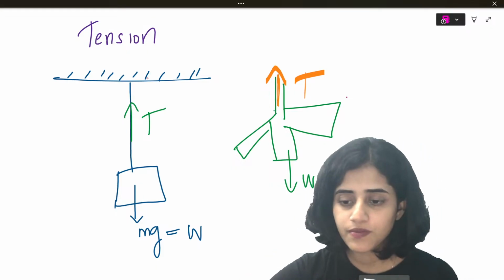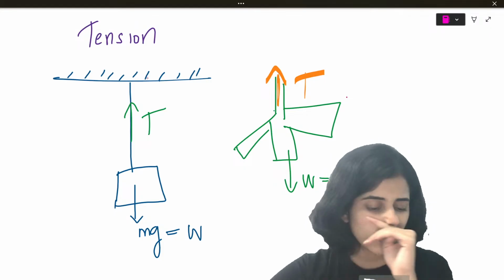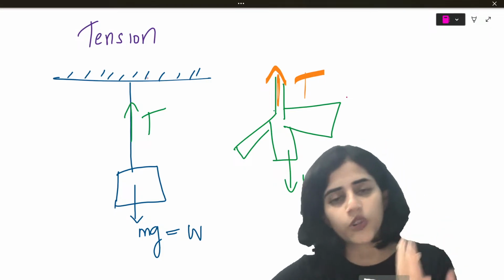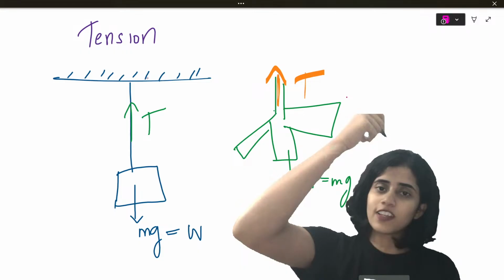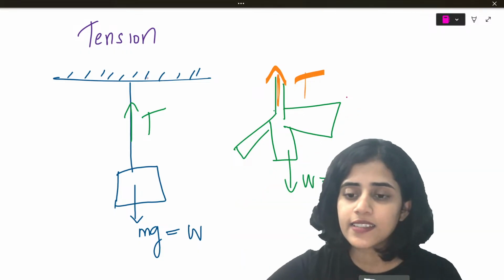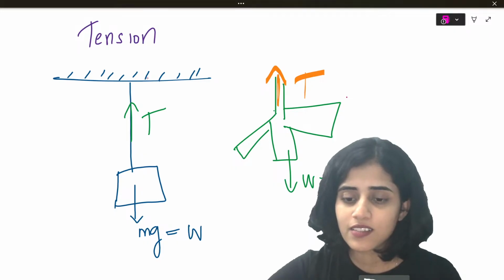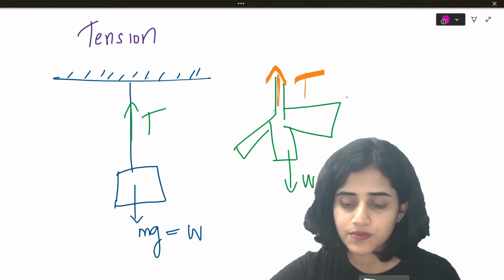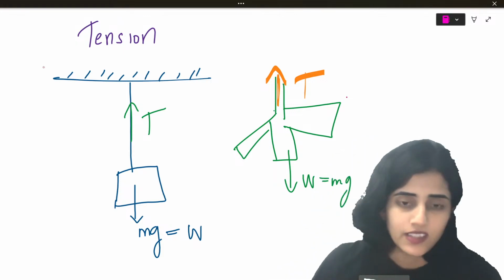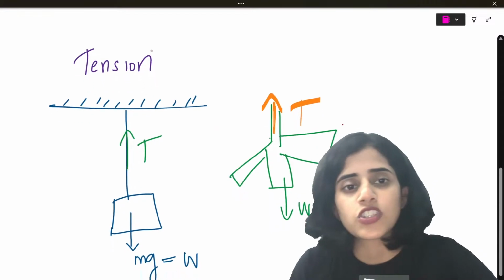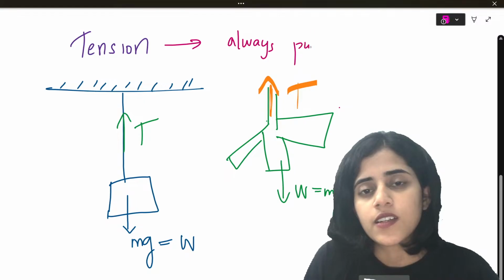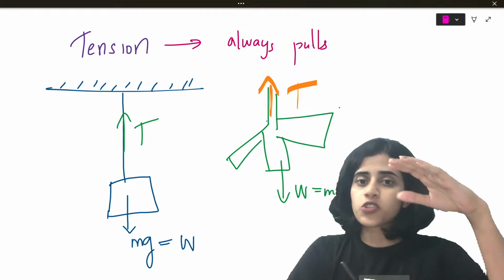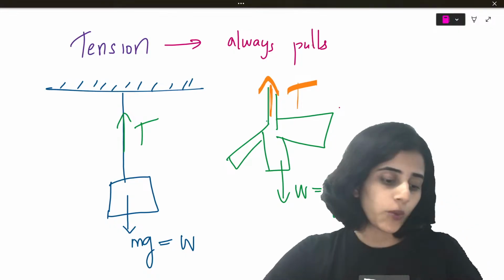Okay. So tension is a force on a string or a rope that just pulls it up. Tension always pulls. Is this clear? I don't see anything in the chat. Okay. So I can write that point also here. Tension always pulls. It does not push down. Whatever force is pushing down, tension always pulls in the opposite direction.